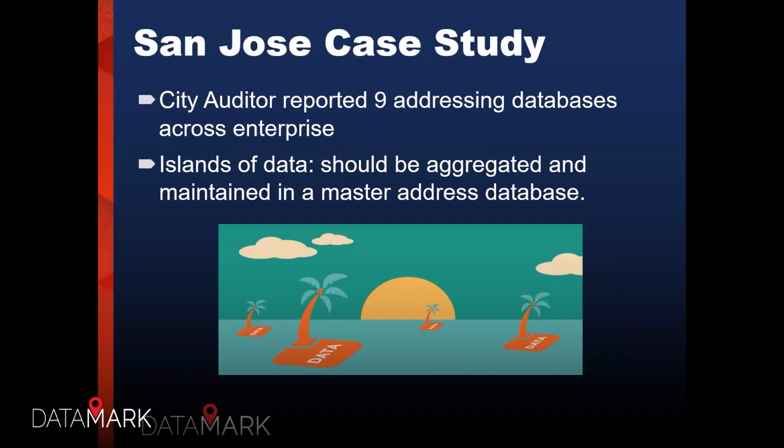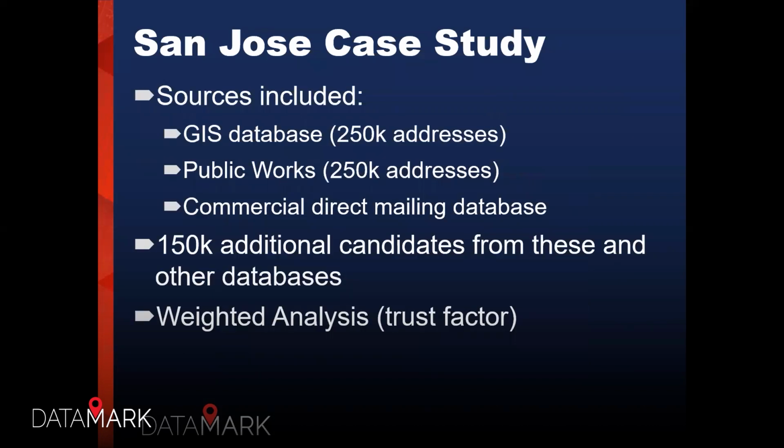I want to share the case study of the city of San Jose, California with you, where the city auditor reported 9 addressing databases across the enterprise. And they found these islands of data, somewhere in the public works department, somewhere in the planning department, somewhere in the utility billing department, databases across the city, both GIS and non-GIS.